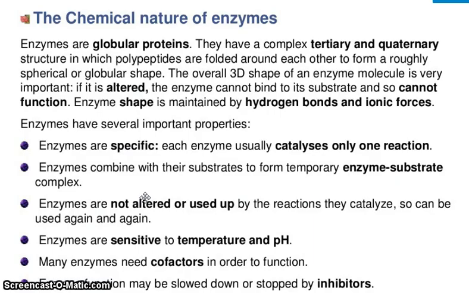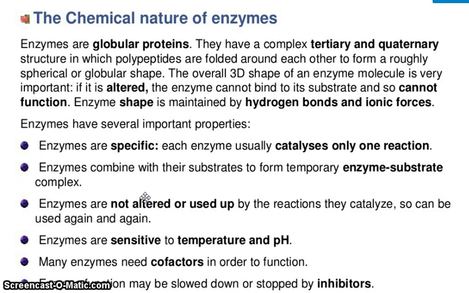So friends, the chemical nature of enzymes. Enzymes are globular proteins. They have a complex tertiary and quaternary structure in which polypeptides are folded around each other to form a roughly spherical or globular shape. The overall 3D shape of the enzyme molecule is very important. If it is altered, the enzyme cannot bind to its substrate and so cannot function. Enzyme shape is maintained by hydrogen bonds and ionic forces.